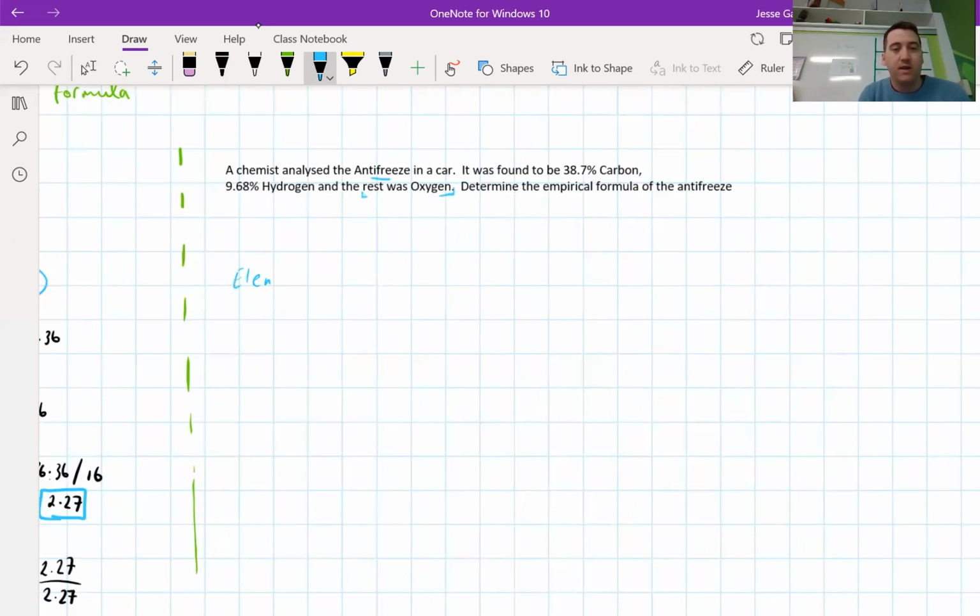So the first thing we're going to do is write down the elements. Pause the video, write down the elements. Good idea to write down the question at the top of the right-hand column on your page. Then write down the element and the percentage, and there's one unknown percentage there, the oxygen. How would you work out what that is? Pause the video and make sure you do that.